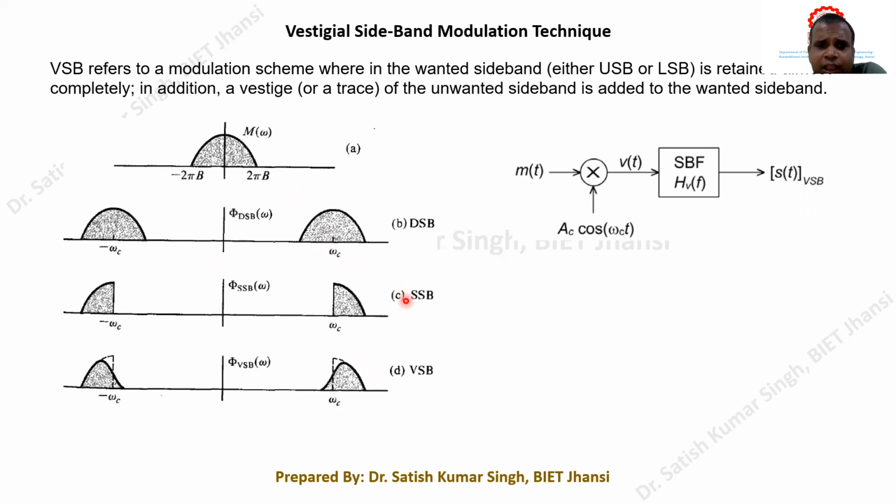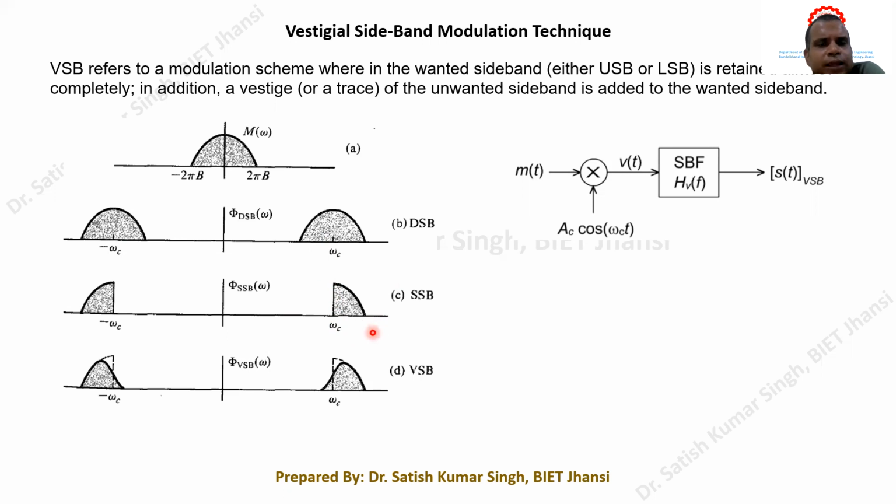Now we have another scheme. I will tell you the reason why we are going for the VSBSC case in later lectures. But today, first of all, see what the difference is between the SSB and the VSB scheme. In the SSBSC case, we completely removed one of the sidebands and retained only one sideband.